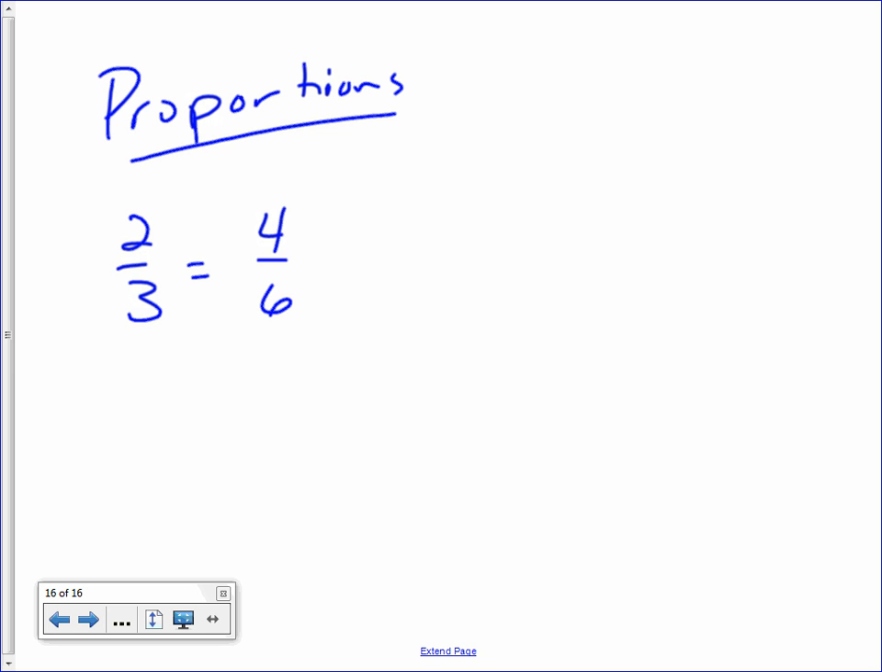Some neat things about proportions: one is that if you flip them, 3 over 2, if you flip both of them, they're equivalent. Another neat thing, if you take the numerators, 2 and 4, compared to the denominators, that also makes an equivalent fraction. Now one other thing that's really neat is if we talk about cross products.